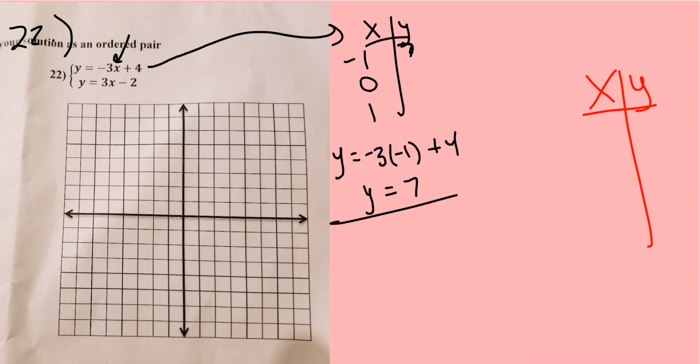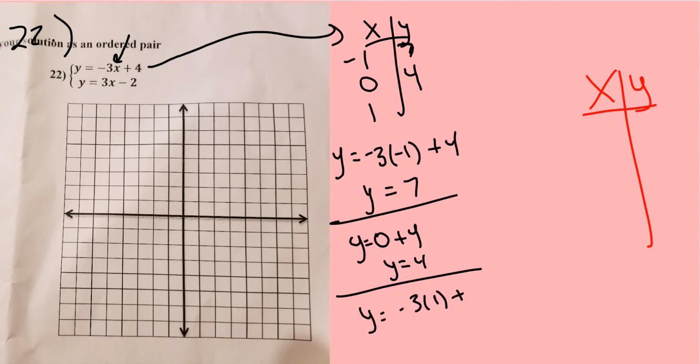Now I'm going to do the same thing. I'm going to put 0 plus 4. So y equals 4. Now I already think 1's going to show up, so if 1 doesn't show up here, I'm going to rethink everything I did. Negative 3 times 1 is negative 3 plus 4. So y does equal 1. So I go left 1 up to 7, put a dot. 0, 4, put a dot. And then 1, 1, put a dot. There's my line, or pretend it's my line.